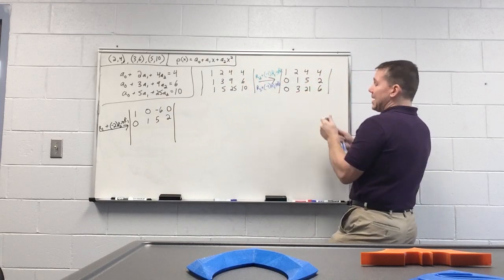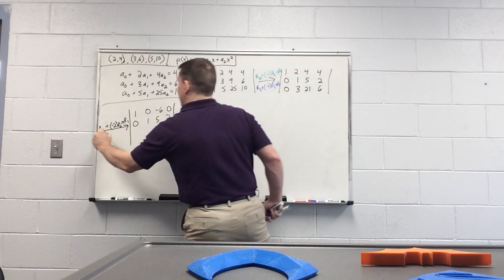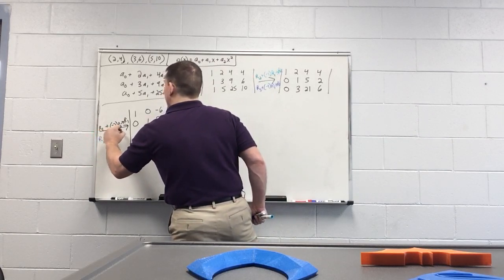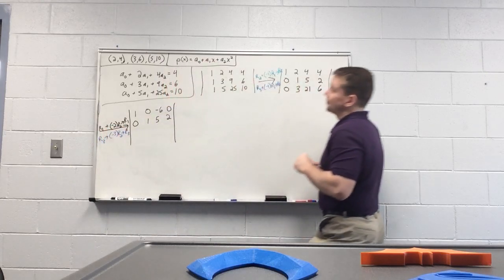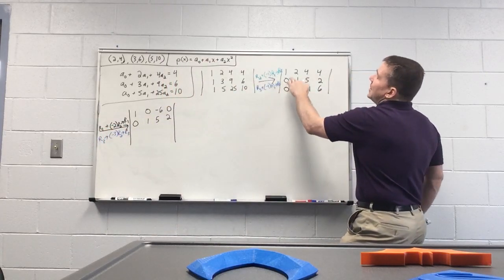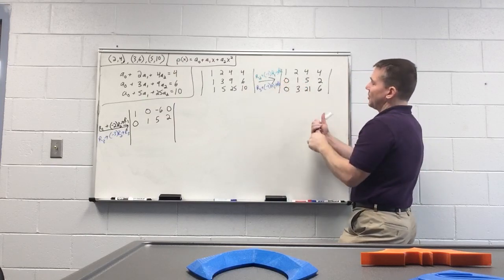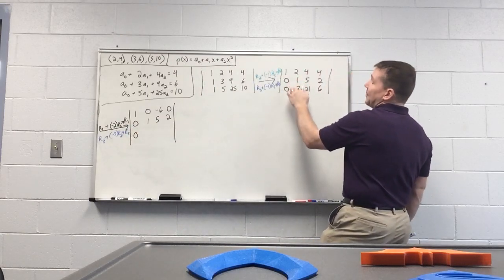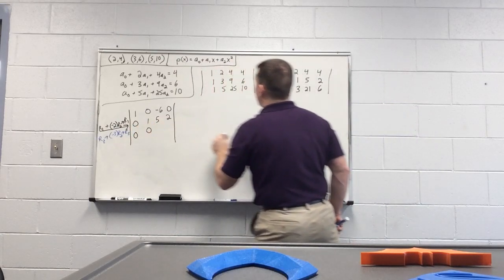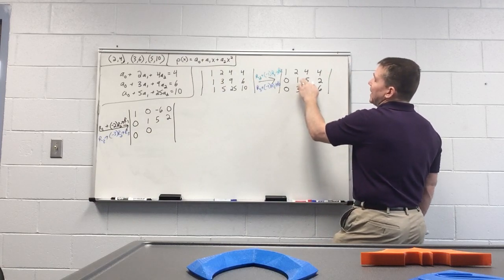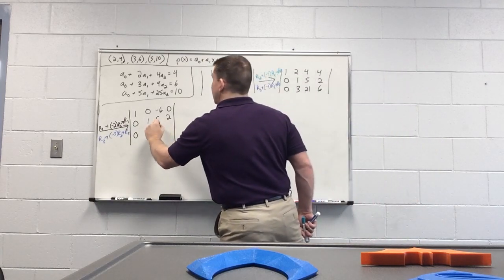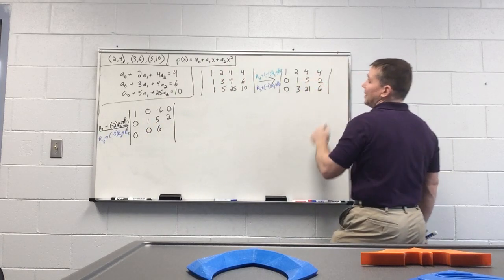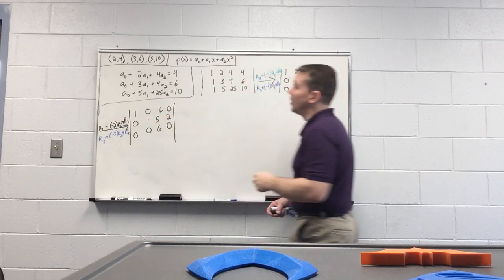Now, I'll get rid of the 3 down here. So I'll do r sub 3 plus negative 3 times r sub 2 into r sub 3. Negative 3 times 0 is 0. 0 plus 0 is 0. Negative 3 times 1 is negative 3. Negative 3 plus 3 is 0. Negative 3 times 5 is negative 15. 21 minus 15 is 6. Negative 3 times 2 is negative 6. Negative 6 plus 6 is 0.